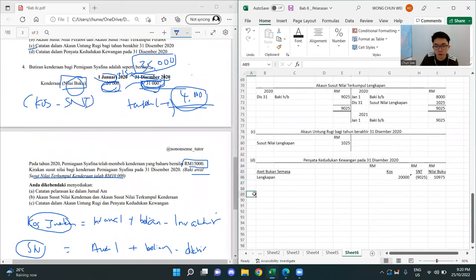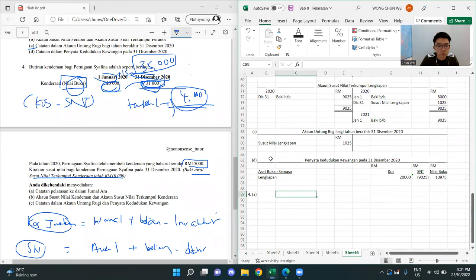Question. So for A, okay, but before that, how do you get this answer? You get the susut nilai for kenderaan by using the 20,000 plus apa yang baru dibeli, 15,000, tolak the baki akhir, which is 31,000. So you get RM 4,000. So this 4,000 is your susut nilai for this year. Okay, then only we do A.